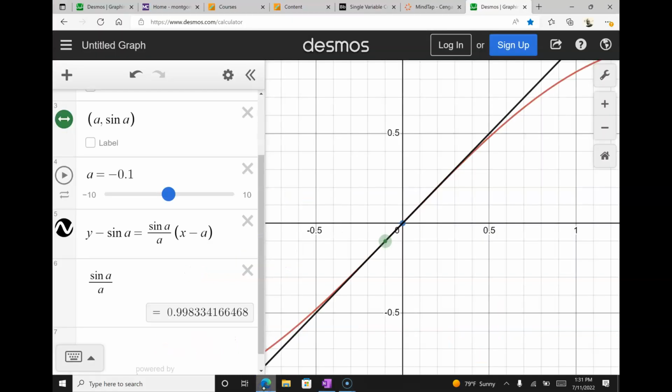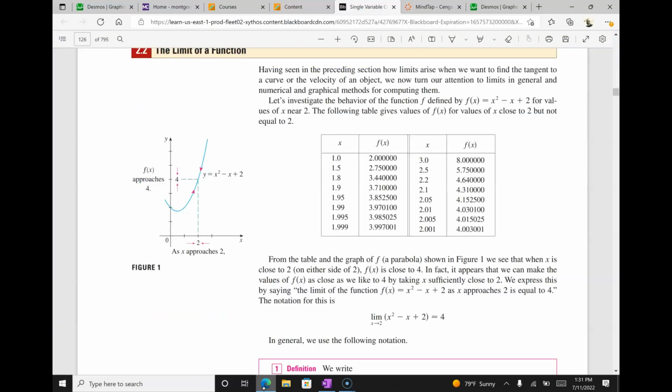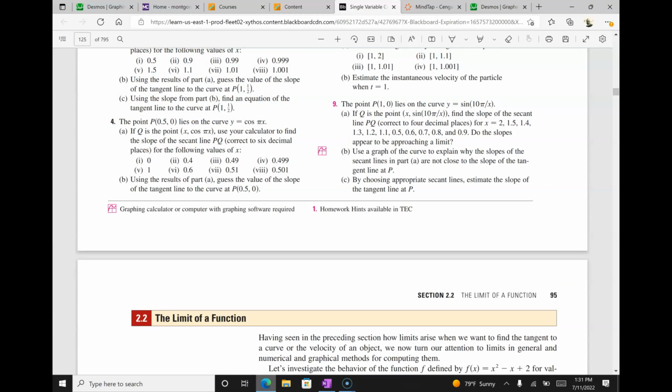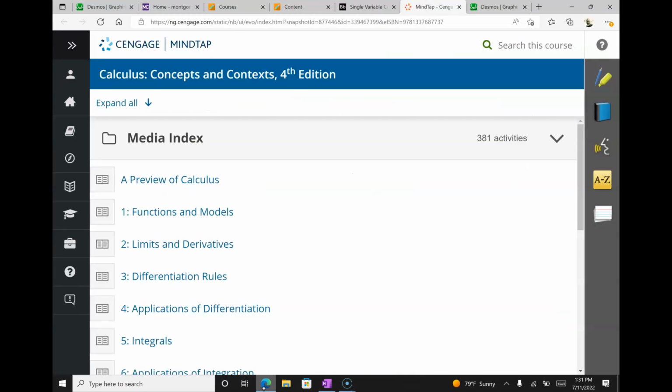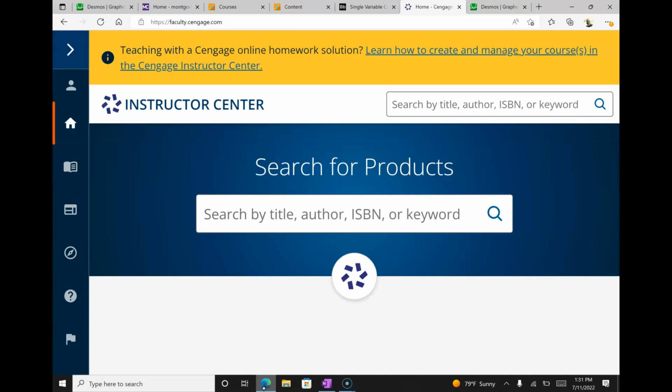If you look at our WebAssign, where the heck is it? Sorry. If you look at WebAssign, I don't want the textbook, I want the problems. Damn it.